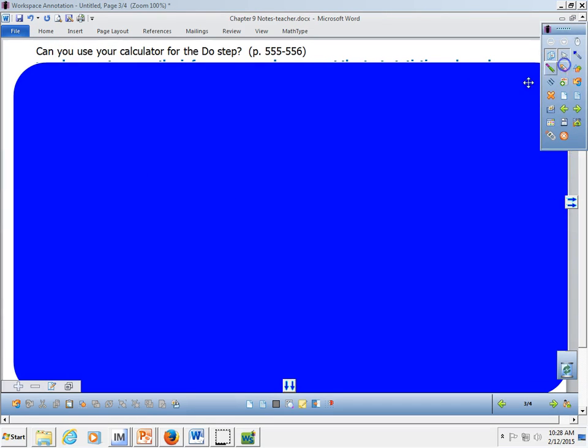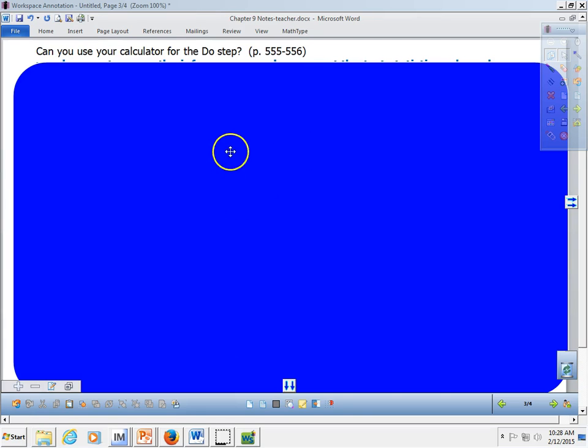Okay? Next question. Can you use your calculator for the do step? You absolutely can. I will show you this in the next class period. There's a technology corner on page 555 and 556 that walks you through how to do the test. Feel free to look at that as well. Okay? But for this next example of a test, I'll walk you through the calculation portion of that at the beginning of class.